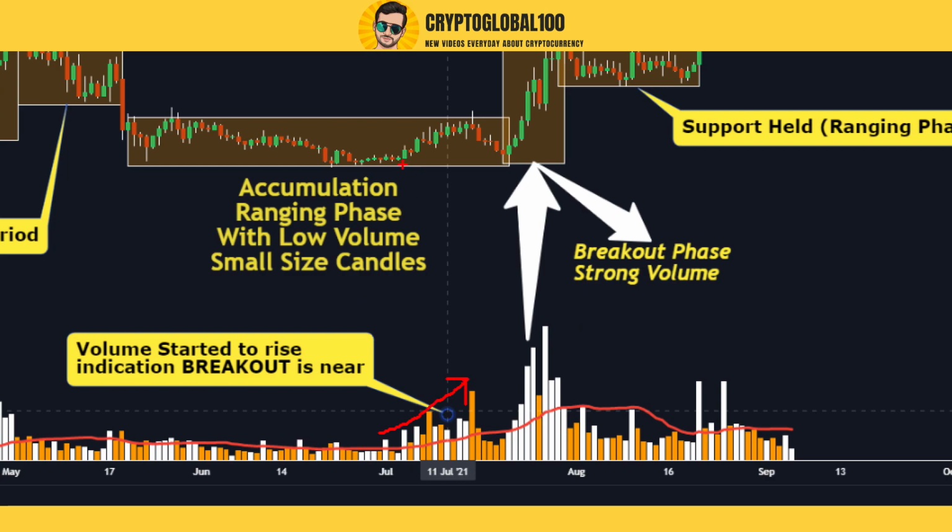Okay, and on that level on the upside the candles also started to move in the upward direction. So it was an indication that there is a heavy accumulation going on and we might break out very soon, and it happened afterward.